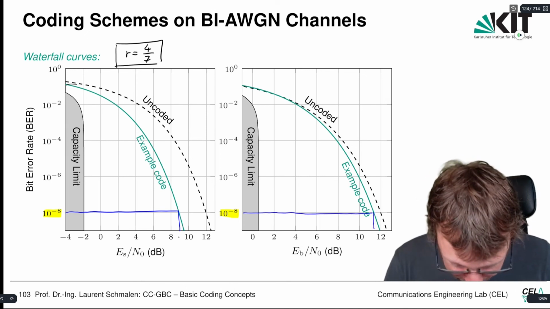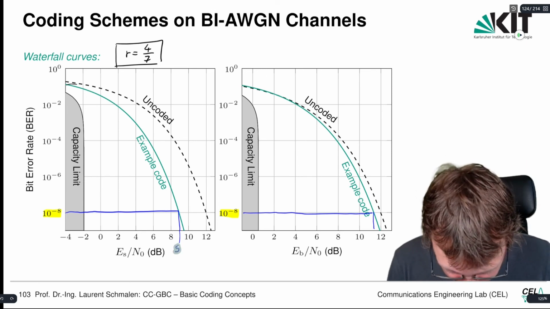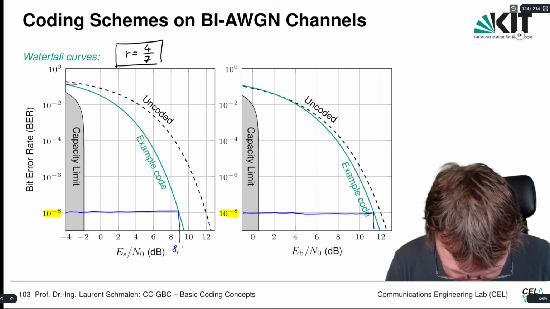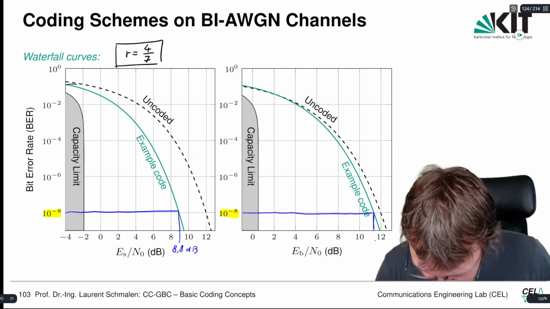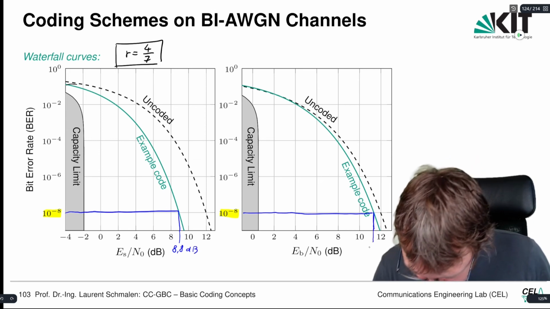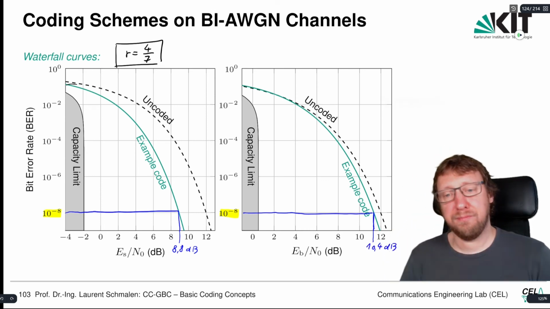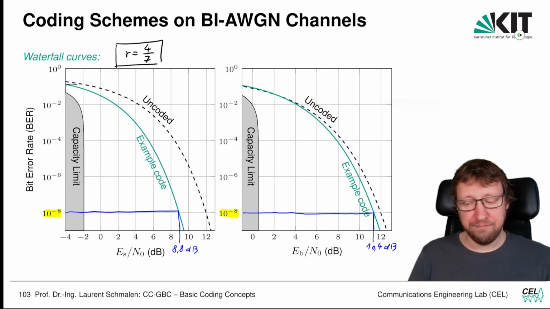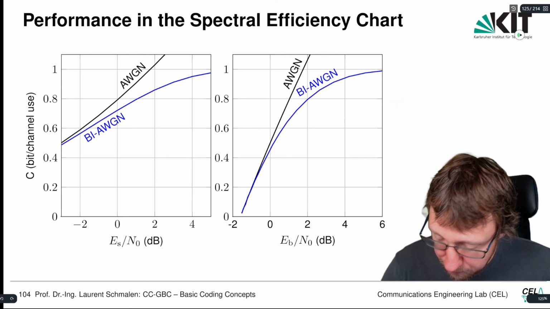And it performs here roughly at, I would need to guess, but this is approximately 8.8 dB. And in terms of Eb over N0, it performs roughly at 10.4 dB. So now we take these into the spectral efficiency chart. So we have a rate of 4/7.